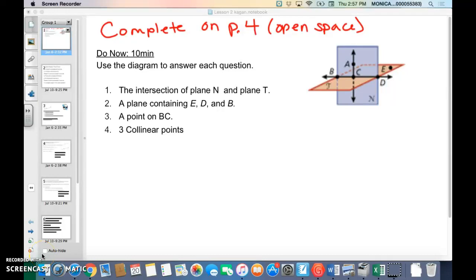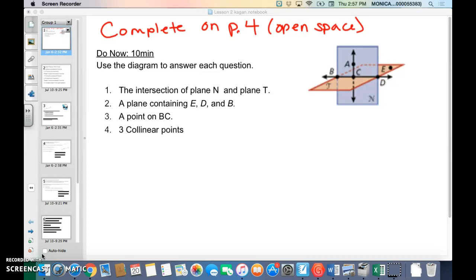All right, this is your warm-up for today. Please, there's open space at the bottom of page 4. Go ahead and pause the video, see what you can do on your own, and answer the questions there. So it says use the diagram to answer each question. The intersection of plane N and plane T.